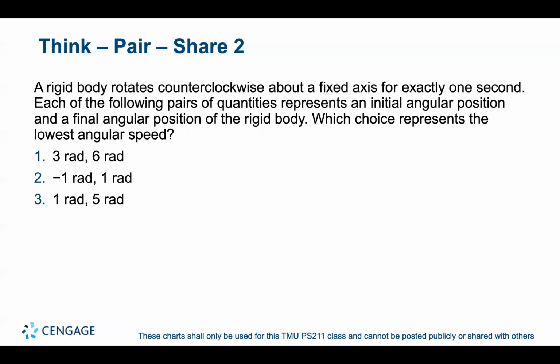So here's another question. Once again, a rigid body rotates counterclockwise about a fixed axis for exactly 1 second. Each of the following pairs of quantities represents an initial angular position and final angular position. Which choice represents the lowest angular speed? And the answer is -1 radian to 1 radian. The reasoning is that because all angular displacements occur in the same time interval, the displacement with the lowest value will be associated with the lowest average angular speed.